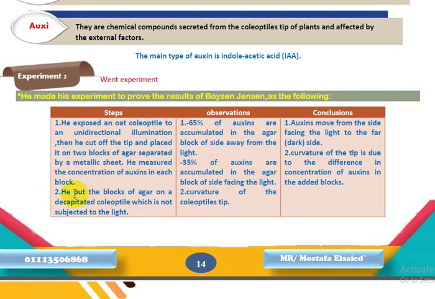Second step, he put the blocks of agar on the decapitated coleoptile, which is not subjected to light. The observation is curvature of the coleoptile tips. Conclusion: auxin moves from the side facing the light to the far dark side. This means that auxin hates light and goes away from it. The curvature of the tip is due to the difference in concentration of auxin in the added blocks.